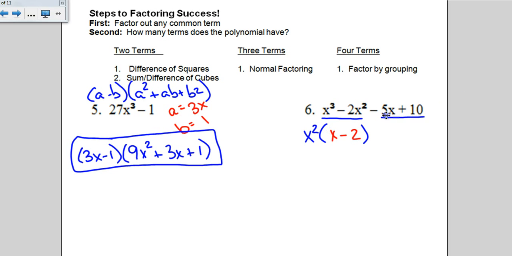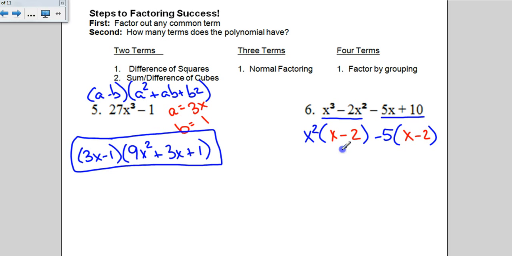Now we're going to do the same thing here in the last group, and I think about what's in common for a negative 5x and a plus 10. And I know you can see the 5 is in common, but because the first term is negative, I want you to also factor out a negative. So when I factor out a negative 5, I'm left with, interestingly enough, an x minus 2.